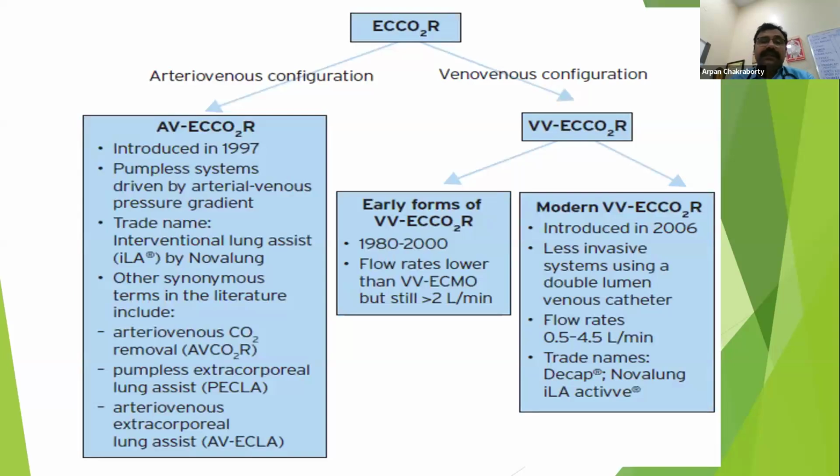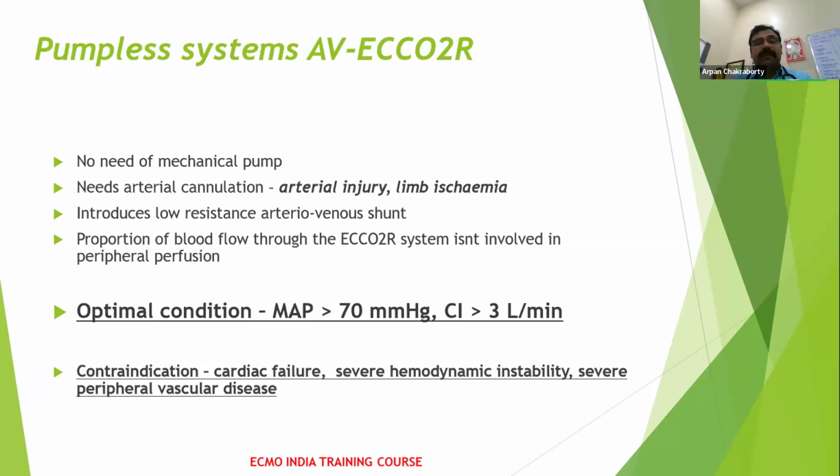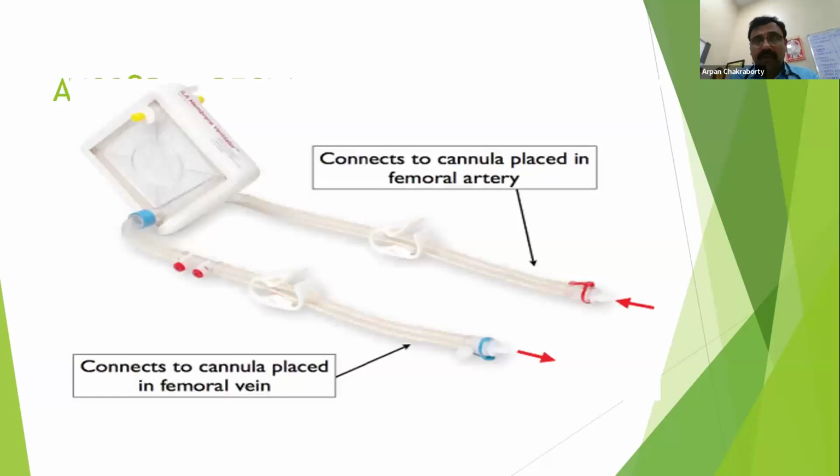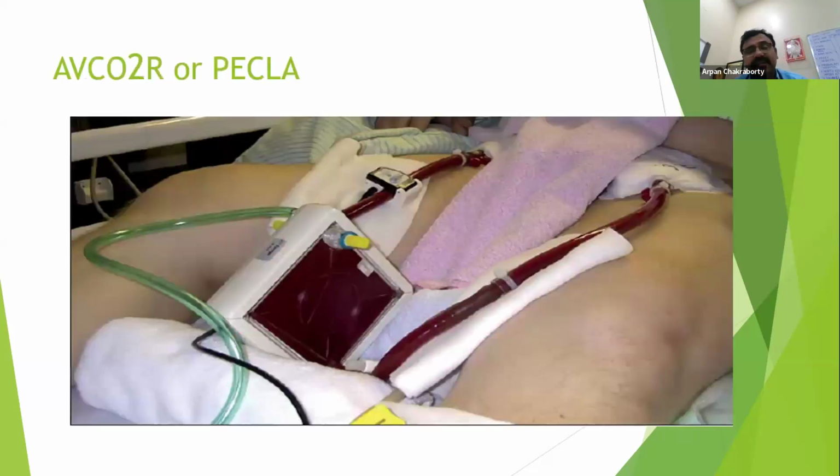Now ECOR has AV ECOR, VV ECOR and modern VV ECOR techniques. Most commonly we are using the VV ECOR techniques. Out of that, the AV ECOR is a pumpless system, actually without any pump, and it is connected to an artery, and the arteriovenous pressure is the driving force to the oxygenator, and you can see it can be placed in the two groins, the artery and the vein.